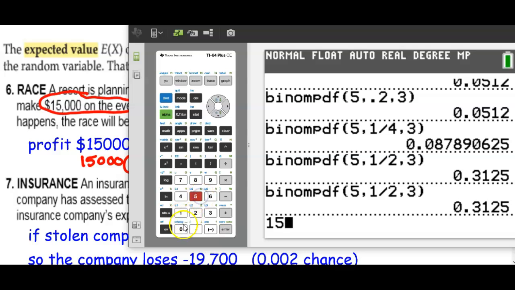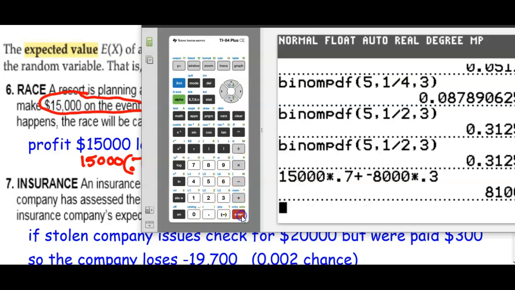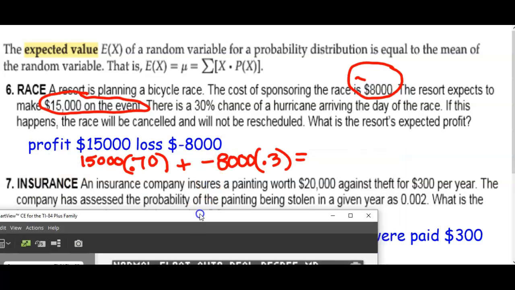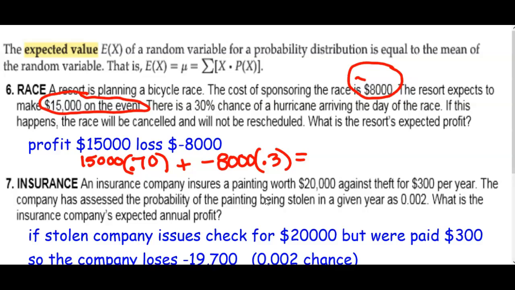All right, 15,000 times 0.7, was it? Plus a negative 8,000 times 0.3. I hope I remembered those numbers right. Yeah. So their average earnings, averaged out over a course of many years of doing this, would be $8,100 to the good.